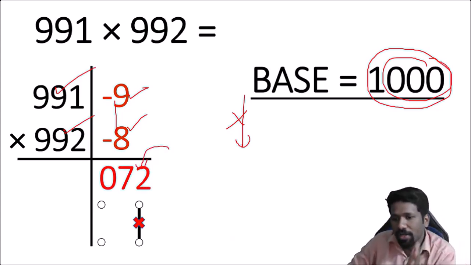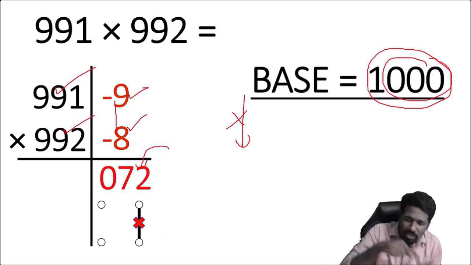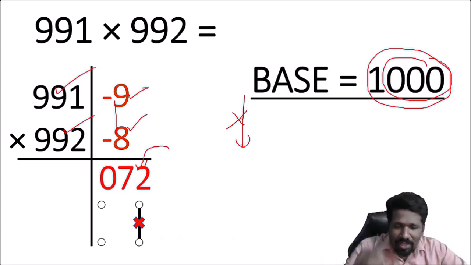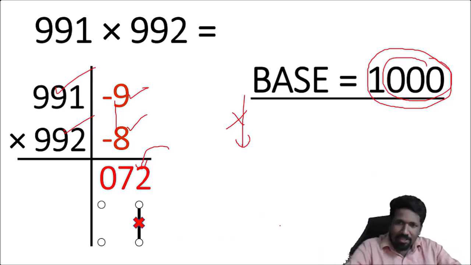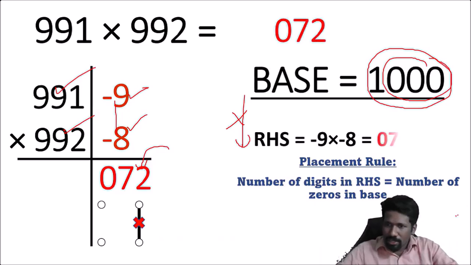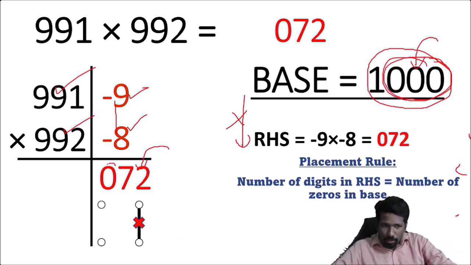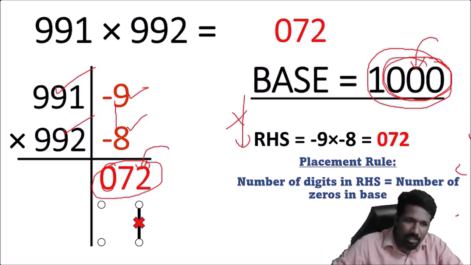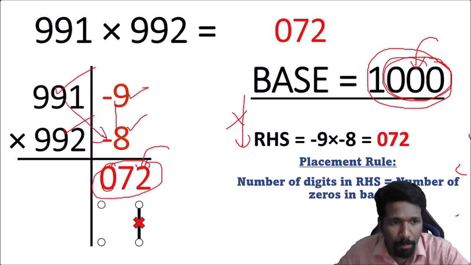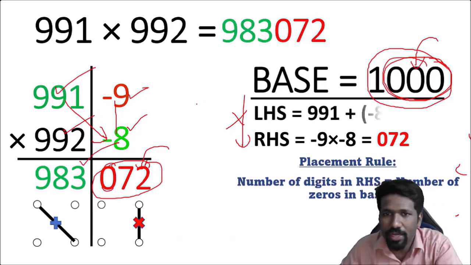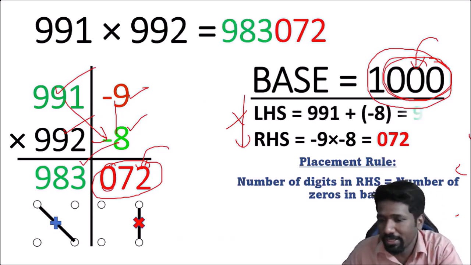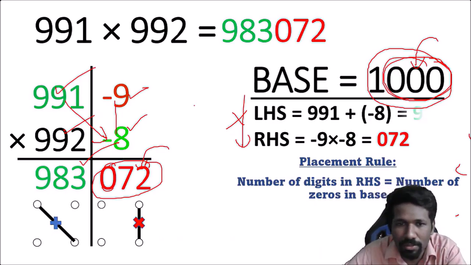Just like when you had 2-digit multiplication, if you get 1 digit on the right hand side, you compensate by putting 0 there. Same thing here, the placement rule that I have taught you. Here the base is 1000, so the digits on the right hand side are 3 because there are 3 zeros. So you have to put a 0 to make it 3 digits. Now continue. 999 minus 8 is 983. That is the left hand side of the answer. So 983072 is the answer. All of you understood this? Please respond.